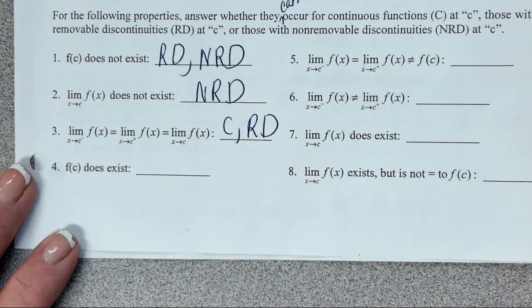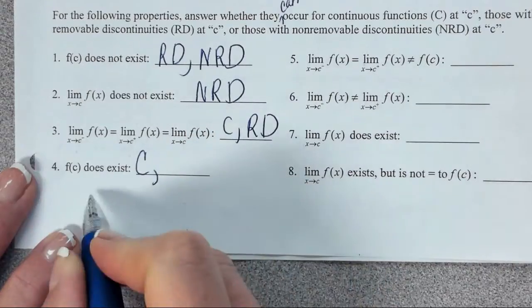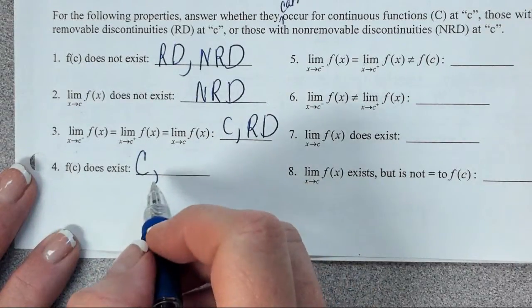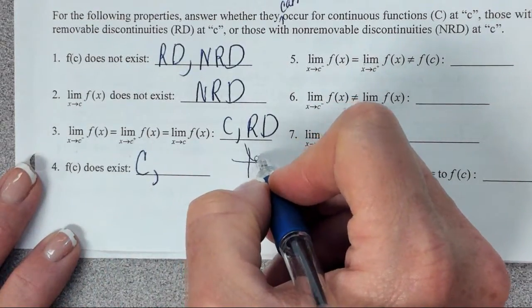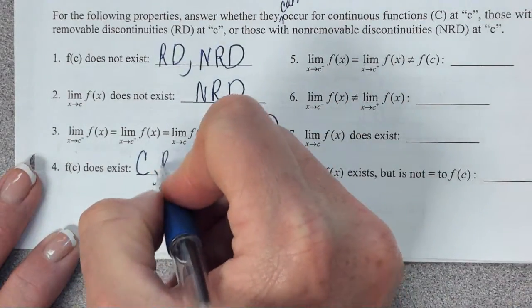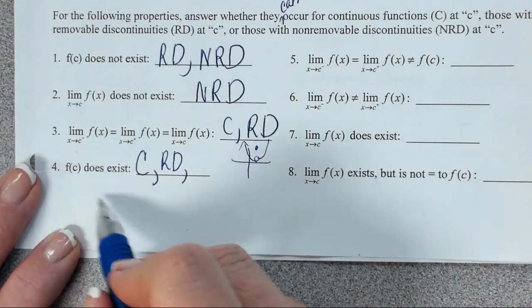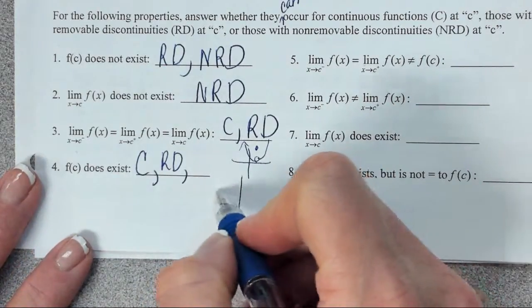Okay, number 4, f of c does exist. Where can this happen, that f of c does exist? This one I think is a little tricky. Is it continuous? Definitely. Can it happen that we do have an f of c for removables? Yep, because remember that case, guys, where we have the open dot, but then we have the closed dot somewhere else. So that can happen with removables. Can it happen with non-removables? People are saying no, but I can think of a case where it could.